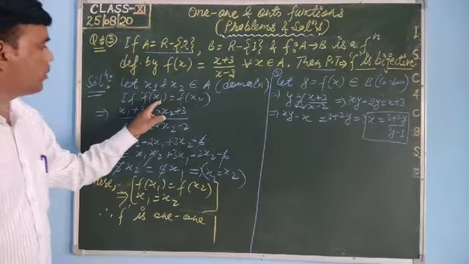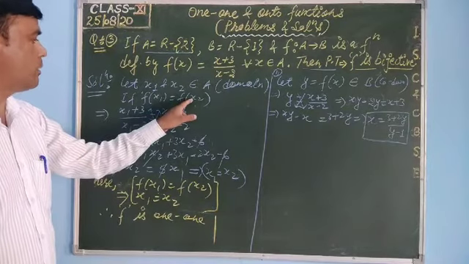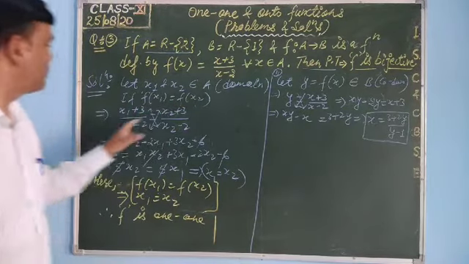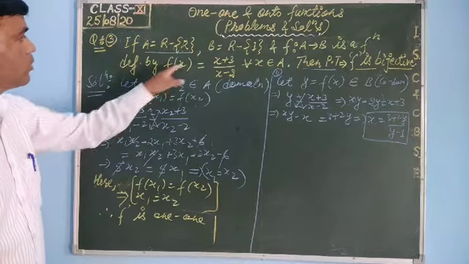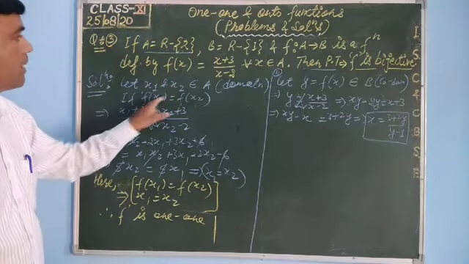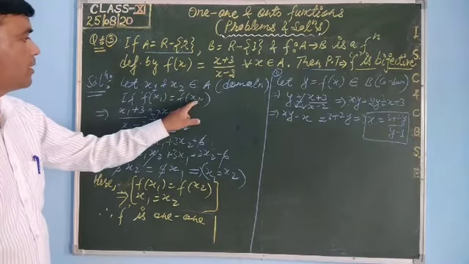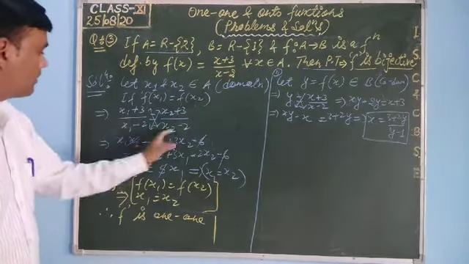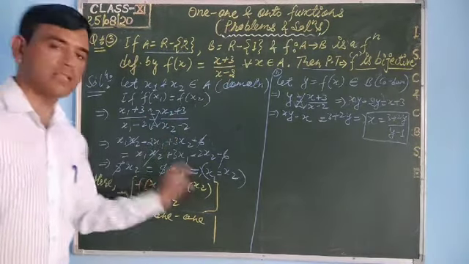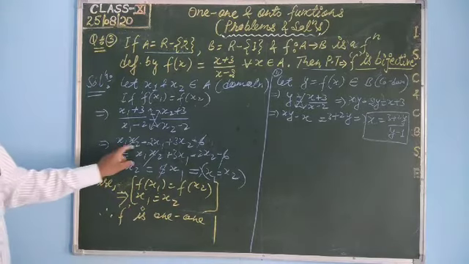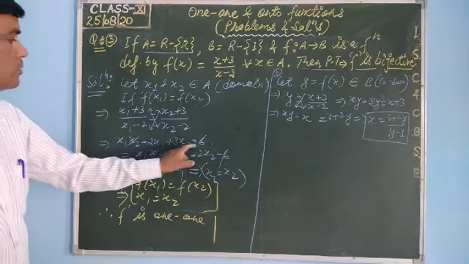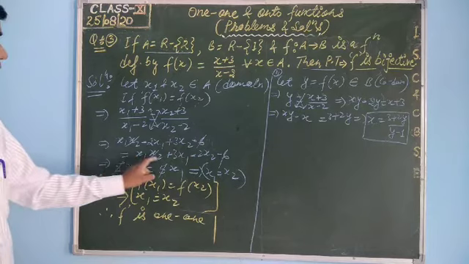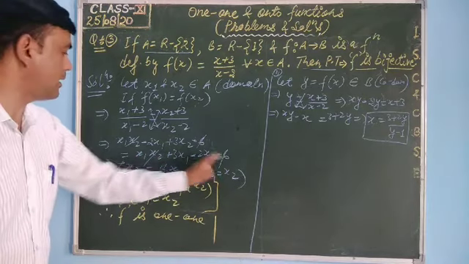Then if the images of x1 and x2 are equal, then we have to prove at the last that x1 must be equal to x2. So here, in place of x I put x1, and in place of x again I put x2 on the right side in this given condition. After solving this, you can see x1 x2 minus 2x1 plus 3x2 minus 6 is equal to x1 x2 plus 3x1 minus 2x2 minus 6.